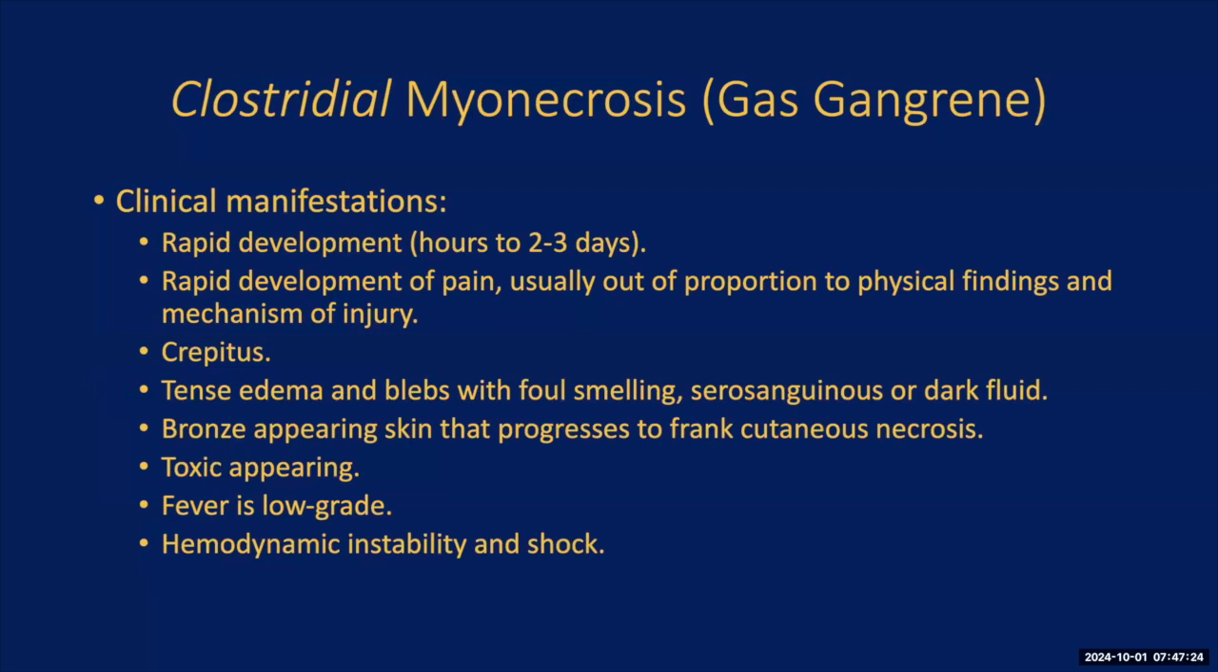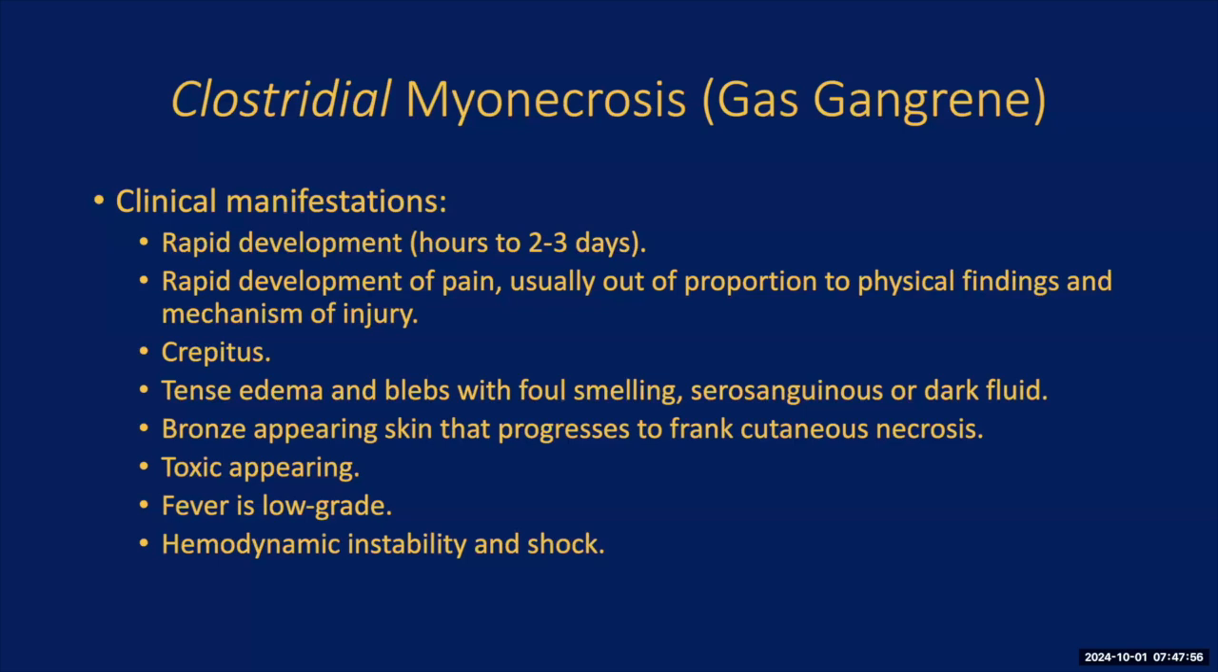Again, there's rapid development of pain, which is usually worse than what you are able to actually see and visualize. There may be some crepitus because of formation of gas by these anaerobic organisms. There may be tense edema, there may be blebs. It's typically associated with a very foul smell and with dark fluid collections as well. Initially, the skin may appear bronze colored. However, it typically progresses to frank necrosis as well.